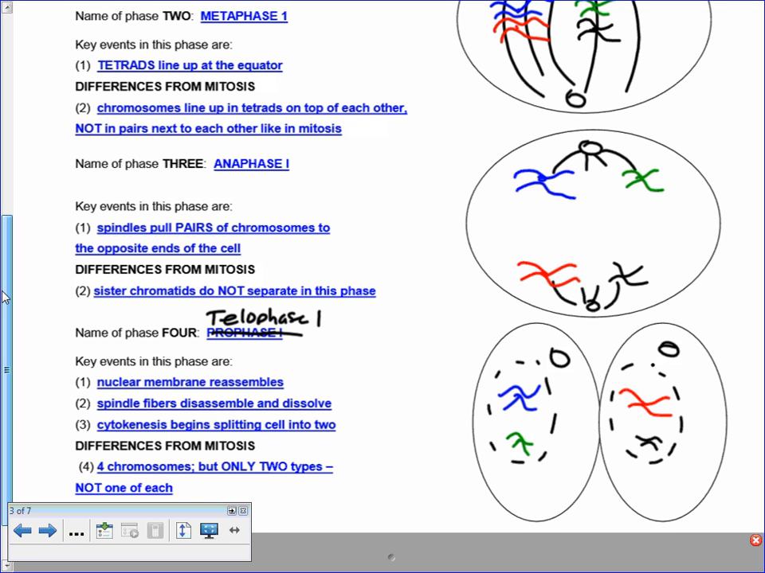So let's say the blue is blue skin and the green is green hair. One end is getting a blue skin, green hair combination. The other end is getting a red skin, black hair combination. If this was mitosis, I would be getting a blue and a red skin gene, and I'd be getting a green and a black hair gene. I'd be getting all 4 genes. But here I'm only getting one or the other. I'm getting the blue pair or I'm getting the red pair. I'm getting the green pair or I'm getting the black pair.